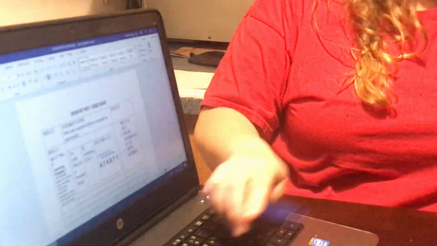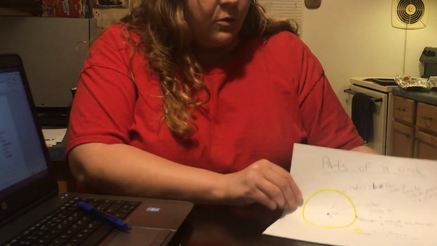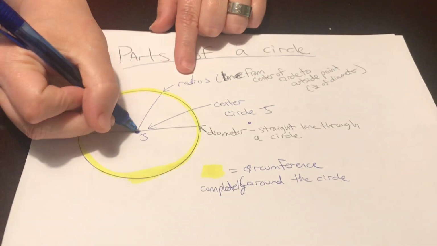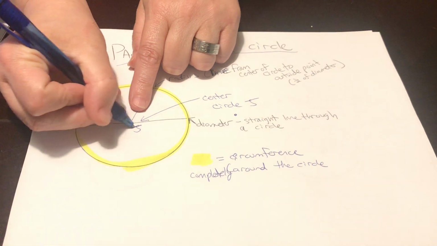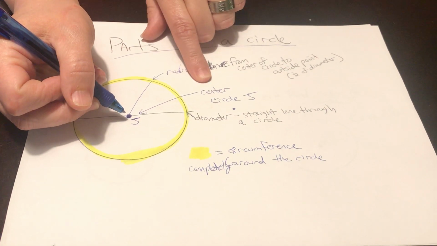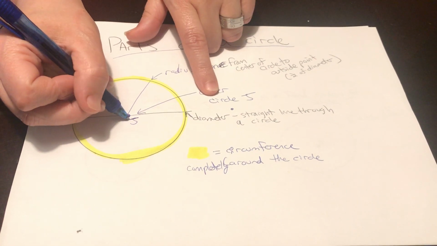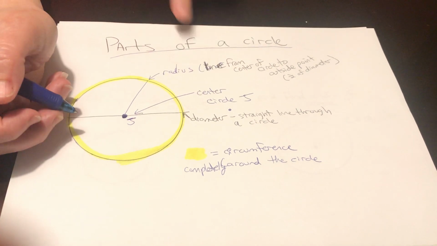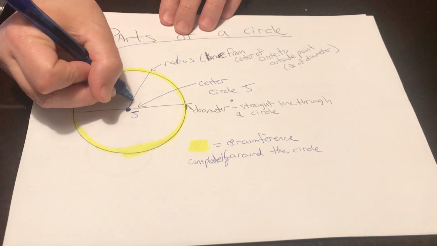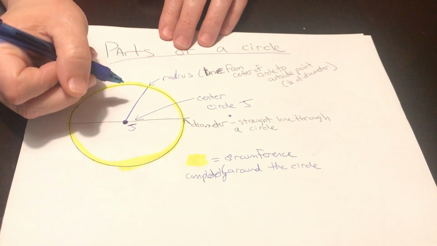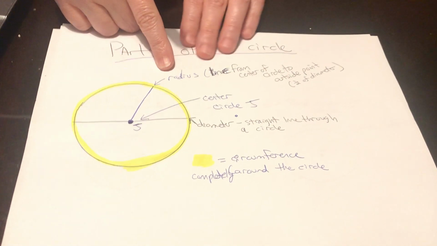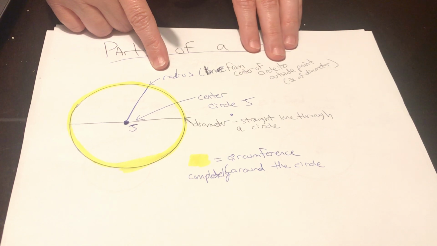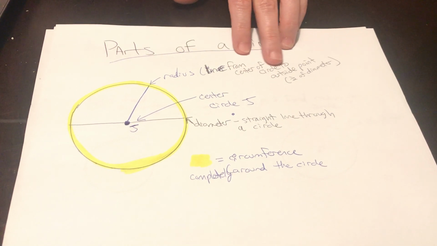Okay, so this week we're talking about circles and parts of a circle. My handwriting is really ugly. I have here a circle. This little circle right here with a J is the center of your circle, and it's called Circle J. That's how you would name it. This little line coming from the center to a point on the outside of the circle is called your radius. It's the line from the center of the circle to an outside point.